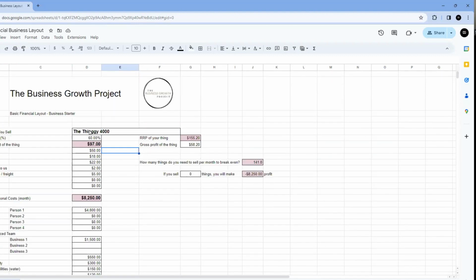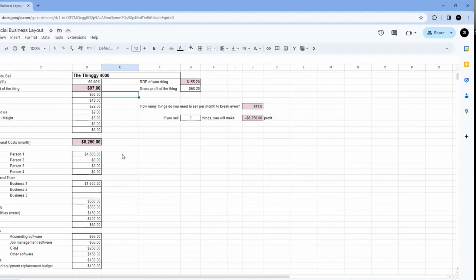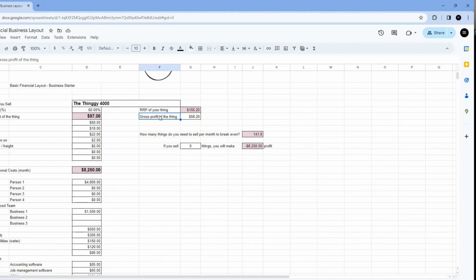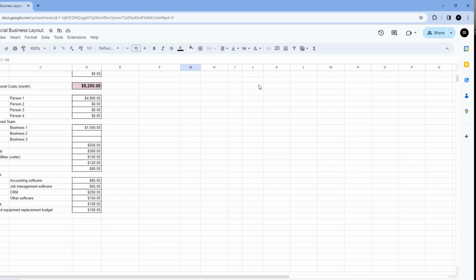Especially on a product like this, it's a good markup to be in there. Okay, so you can see here below it, we have the gross profit of our item. So we're going to sell it for 155, and out of that, we'll make $58.20. Now, the next part, which is separate to all of that, is our business operational cost per month. So this is where we need to look at all our overheads.